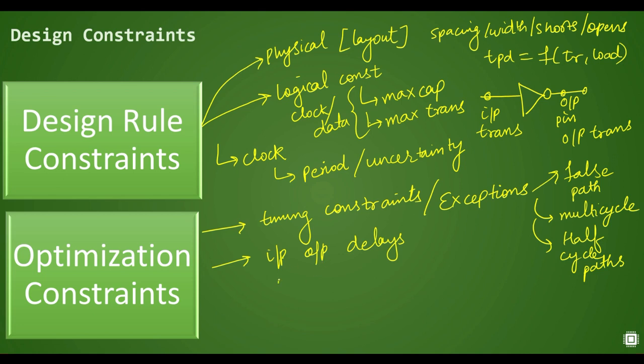What are the input transition and output transition of the ports? In the design, all the ports will have some transition values, and that transition value will be mentioned here. This is also part of optimization related constraints. We are talking about transition, so there will be load also. So input side load and output side load of all the ports will also be specified as a part of optimization constraints.